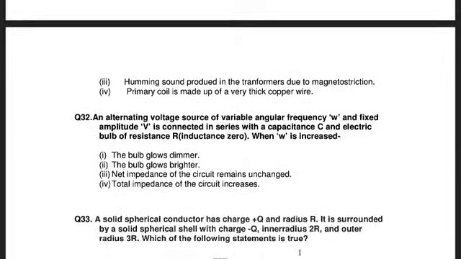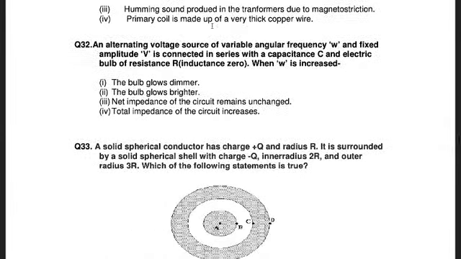Question number 32. An alternating voltage source of variable angular frequency ω and fixed amplitude V is connected in series with a capacitance C and an electric bulb of resistance R. Inductance is 0. When ω is increased, option 1, the bulb glows dimmer. Option 2, the bulb glows brighter. Option 3, net impedance of the circuit remains unchanged. Option 4, the total impedance of the circuit increases. Correct. The answer is option 2, the bulb glows brighter.